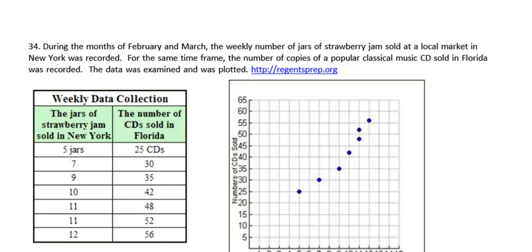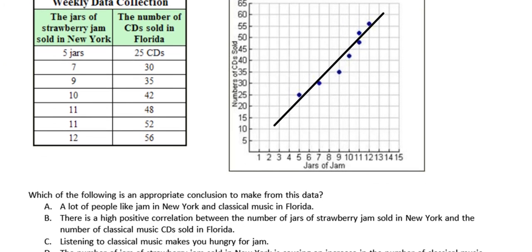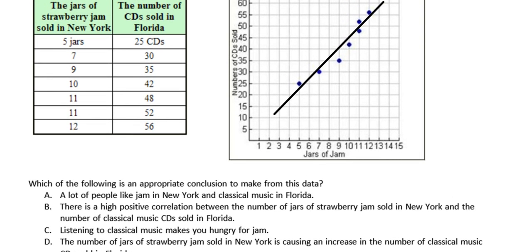All right, question number 34. And do I got to do this again? So if you look at that, they actually made a scatter plot, and you can tell those dots kind of follow in a pretty solid line. So I would say something about like this. What is the question? Which of the following conclusions to make?